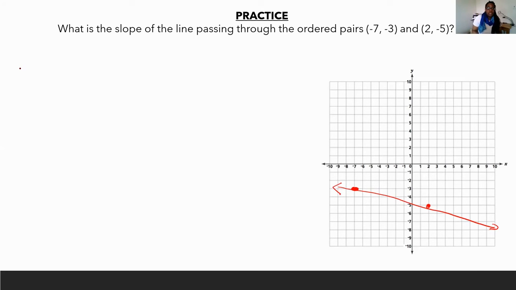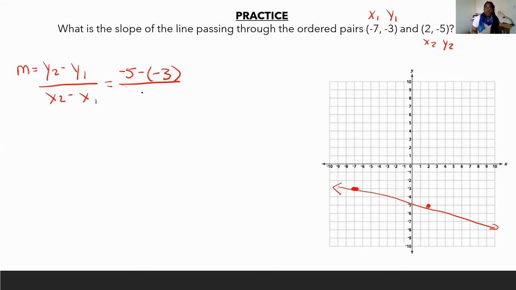So if I'm looking at it with my y sub 2 minus my y sub 1, my x sub 2 minus my x sub 1, remember, first point, this is my x1, this is my y1. Second point, this is my x2, this is my y sub 2. So all we're doing is plugging in. So you got -5 minus a -3 over 2 minus a -7.